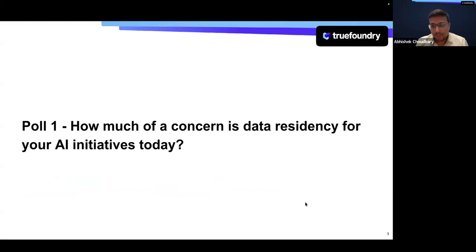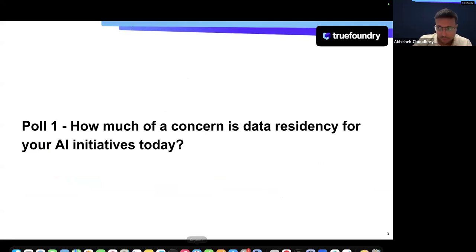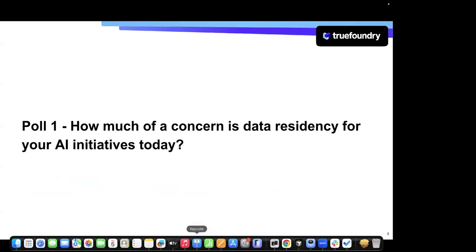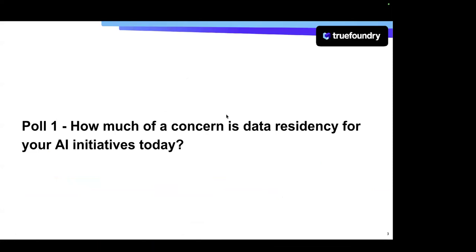So the first poll is, how much of a concern is data residency for your AI initiatives today? I'll wait for 10 seconds for this poll to go through. Let me know, Deepti, when. I would request everyone to vote. Okay, last 10 seconds to vote. A few of you have not voted, then we'll be ending the poll.